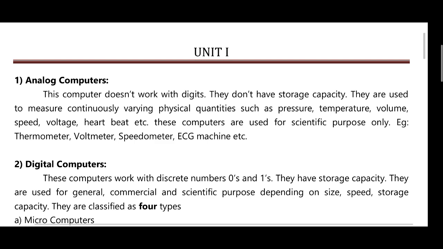This is an analog computer. The computers are classified into three. First one is analog. Based on the work, the computers are classified. The analog computers don't work with digits. They have no storage capacity. They are used to measure physical quantities: pressure, temperature, volume, speed, voltage, like this. Example: thermometer, voltmeter, speedometer, ECG meter, like this.